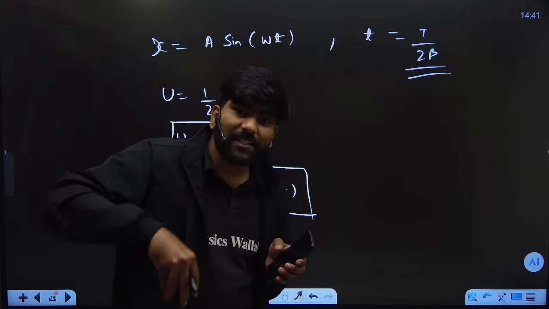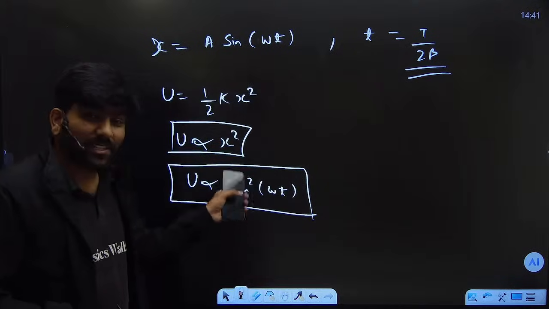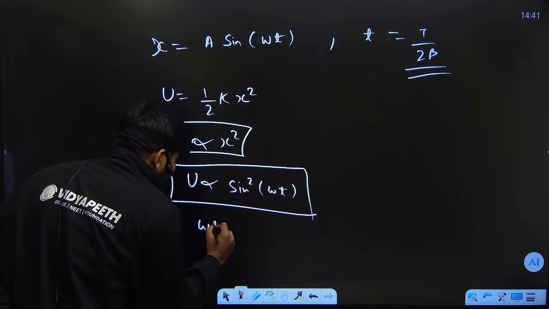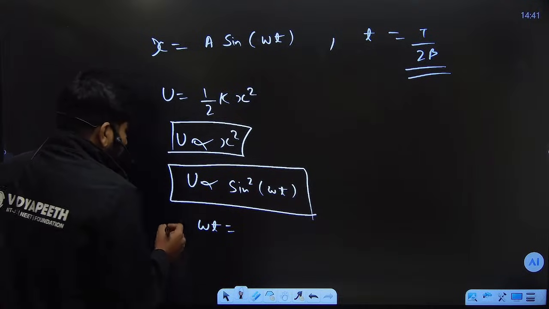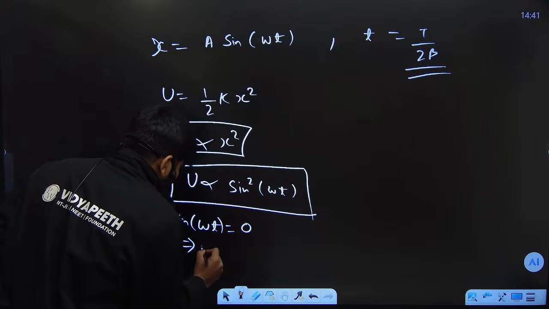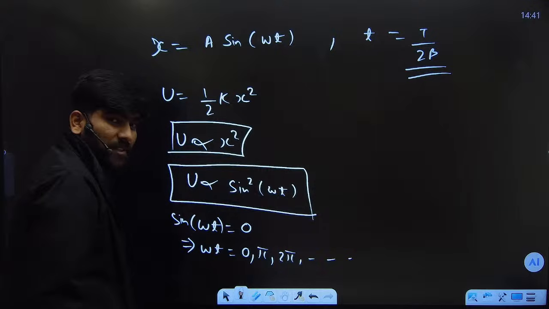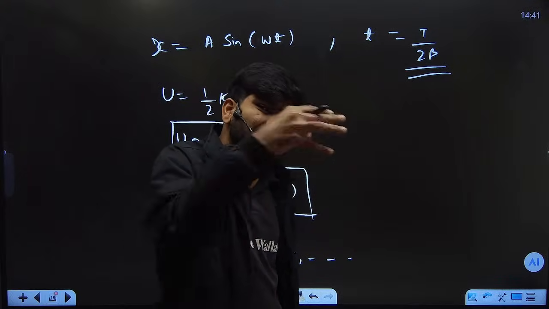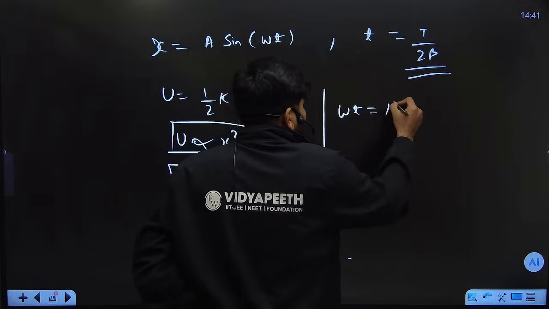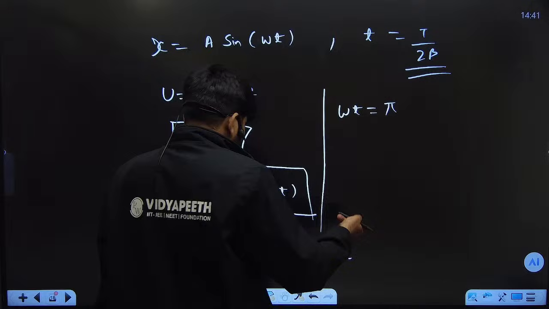At what time will sine square be minimum? When sine is 0. So the potential energy, which is sine square omega t, will be minimum when the sine square function is minimum, and it only becomes minimum when sine is 0. So basically the minimum case for potential energy is going to be sine omega t equal to 0. Now we know that sine is 0 at 0, pi, 2 pi, and so on. Since we want the minimum time when the potential energy will be minimum, I will choose omega t to be equal to pi, because the 0 option is not available there. If the 0 option is given, we should select 0. So omega t is going to be pi.